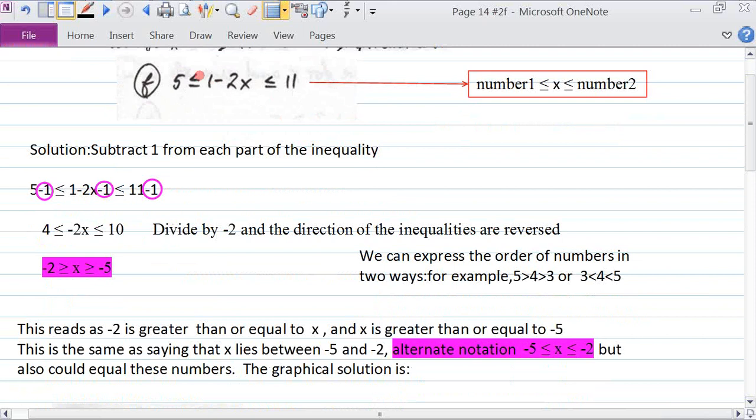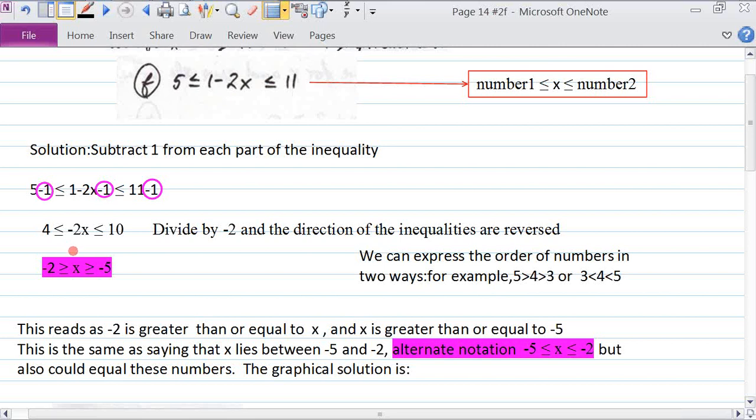First thing, I want to get rid of this 1 here. So if I want to get rid of this 1, I'm going to subtract 1 from the 5, minus 1 from the middle term, and minus 1 from this term. So from each one of these terms, I'm subtracting 1. If I subtract 1 from 5, I get 4. If I subtract 1 from 11, I get 10. And I also knock out the 1 here. So 1 minus 1 becomes 0, and I'm left with minus 2x.